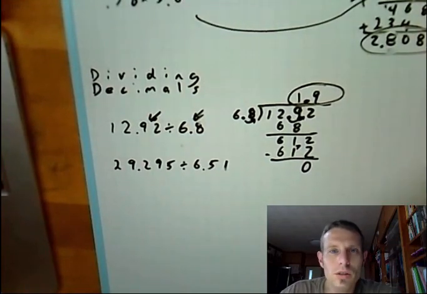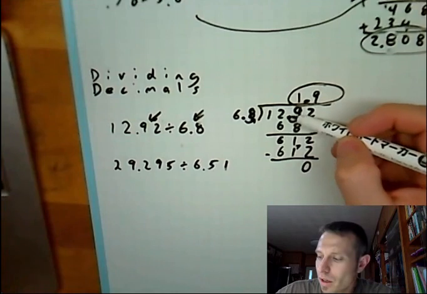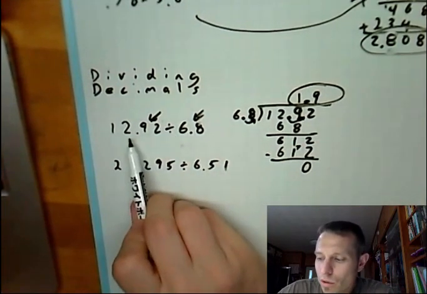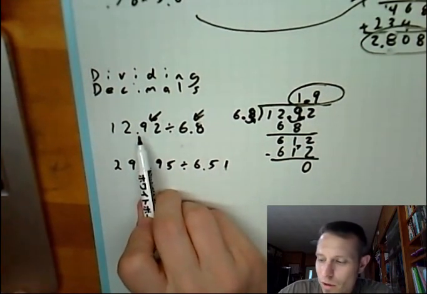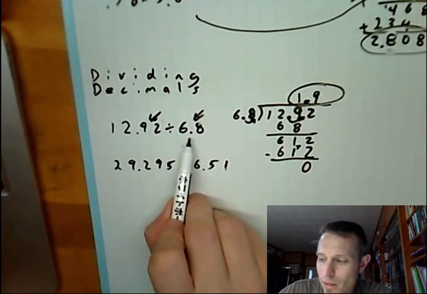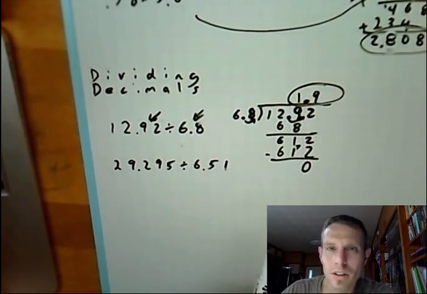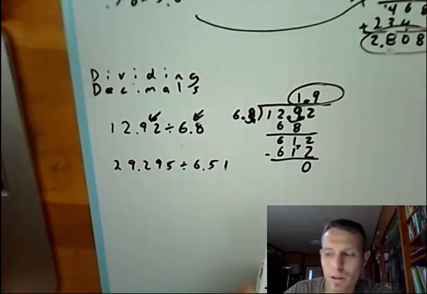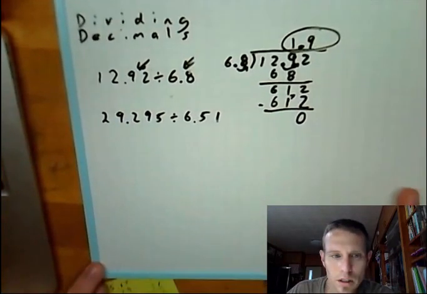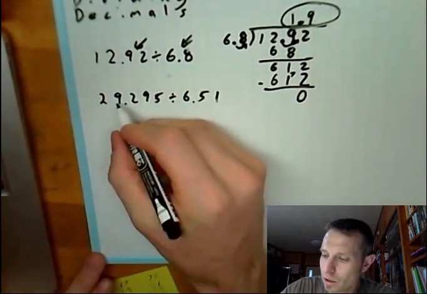Now you can double check that also with some estimation. We had 12 or 13 approximately, right? Divided by 6, that answer should be around 2. And sure enough, it's 1.9, so I think we did that correctly. Let's try one more.